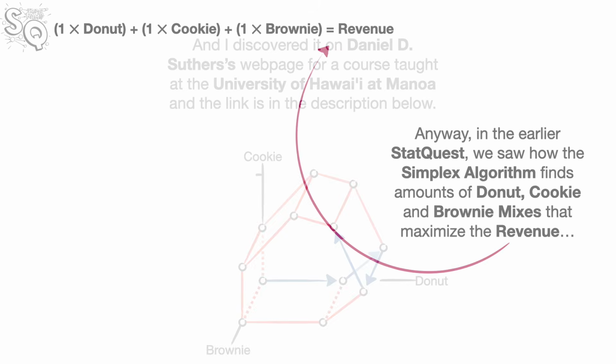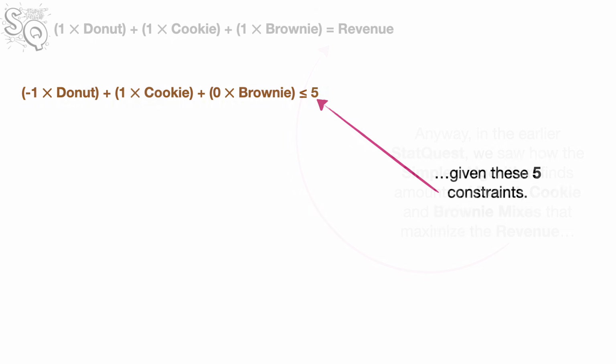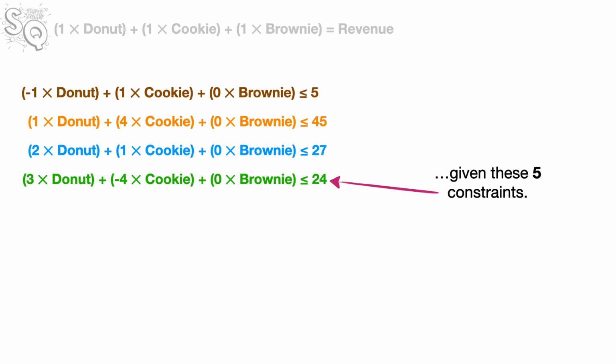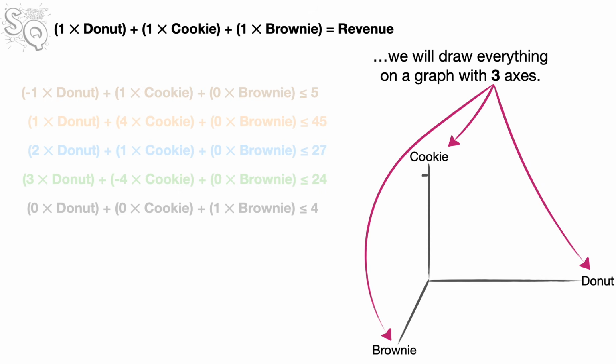Anyway, in the earlier StatQuest, we saw how the Simplex algorithm finds the amounts of donut, cookie, and brownie mixes that maximize the revenue, given these 5 constraints. And, as we saw before, since we now have 3 variables we need to optimize, donut, cookie, and brownie, we will draw everything on a graph with 3 axes.